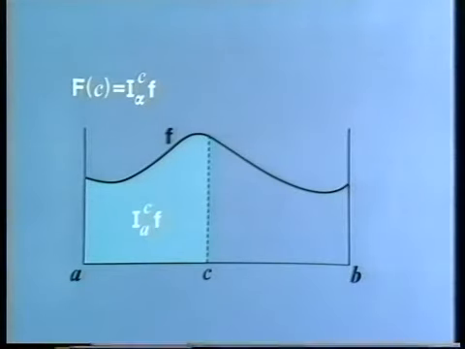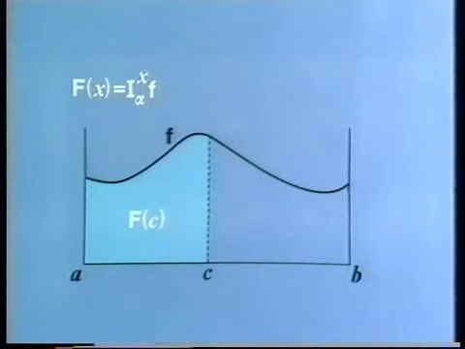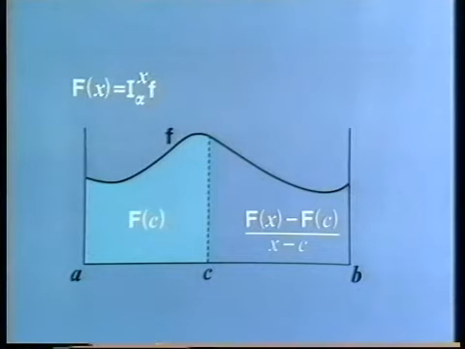Remember that capital F of c is the integral from a to c of f, and in general, capital F of x is the integral from a to x of f. Now we're trying to prove that little f is the derived function of capital F. And to get at the derived function, we investigate the chord-slope function, capital F of x minus capital F of c over x minus c.